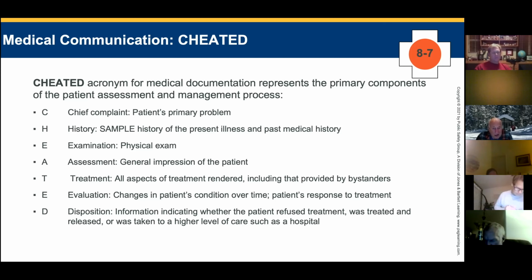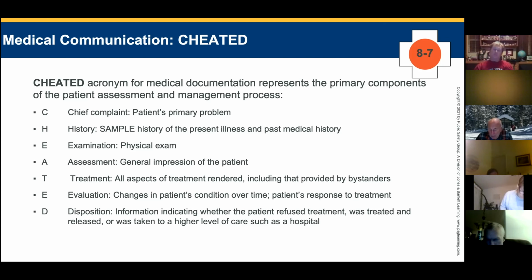Again, I don't want to acronym everybody to death, but normally you think, well, what's the chief complaint? What's their primary problem? History, we take the SAMPLE history. Examination, we're going to do a physical exam. Assessment, what's our general impression? Treatment, all aspects of the treatment rendered. Evaluation, changes in the patient's condition over time. What was the patient's response to treatment?